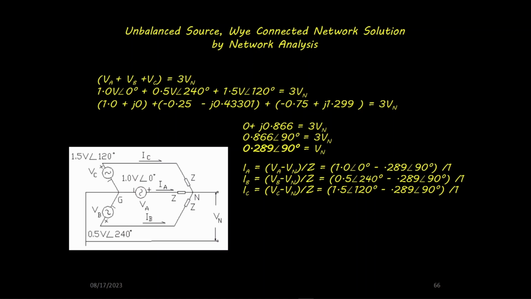Doing the arithmetic, we get IA equals 1.04 at minus 16.1 degrees. IB equals 0.764 at 109 degrees. IC equals 1.26 at 126.6 degrees. Thus we have solved the network. We know all the currents and voltages in the network.